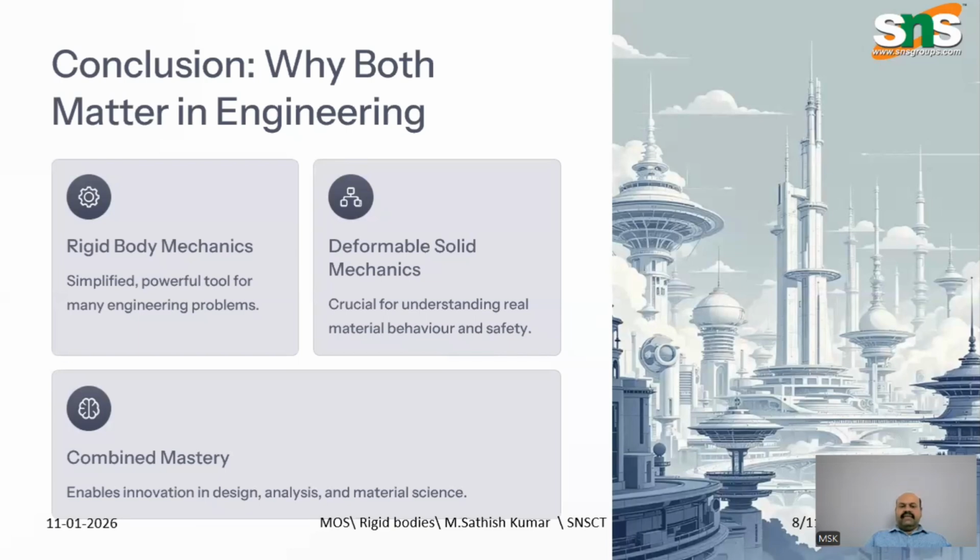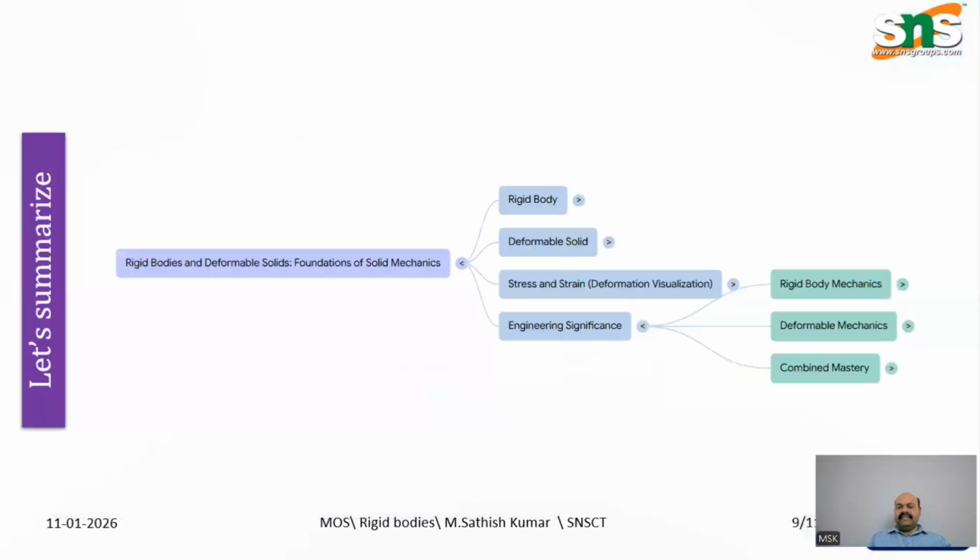Why do both matter in engineering? Both rigid bodies and deformable bodies are very important, since they are simplified, powerful tools for many engineering problems, and crucial for understanding material behavior and safety. So combined mastery enables innovation in design, analysis and material science.